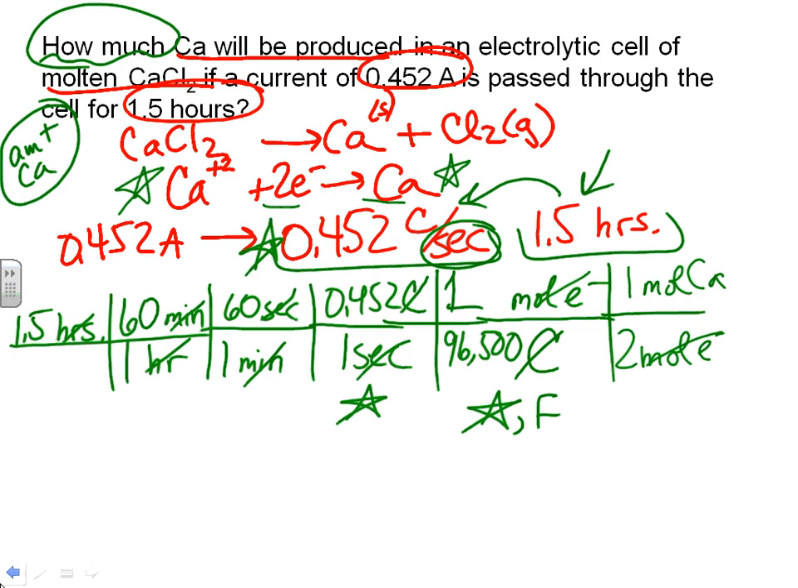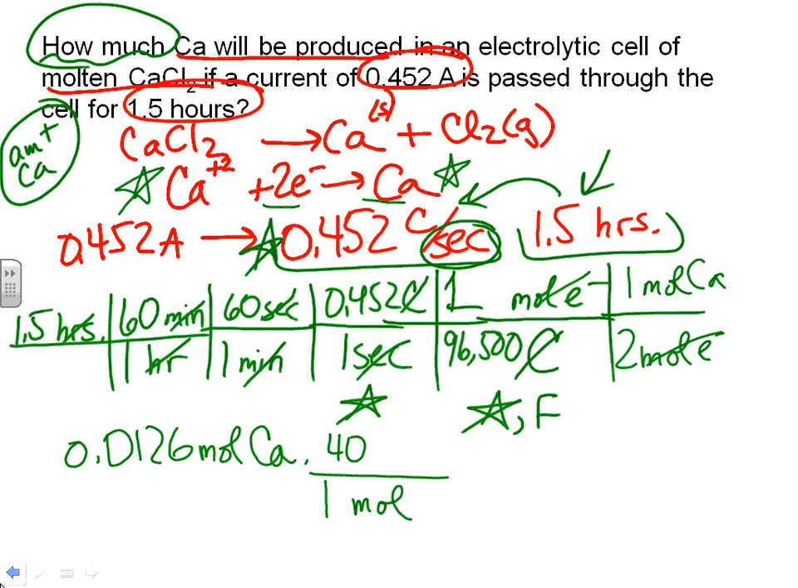And hopefully when you do this math, you get 0.0126 moles of calcium. Now, if you wanted to, you could very easily turn this into grams of calcium. All you'd need is the gram formula mass of Ca, straight from the periodic table: 1 mole, 40.1 grams. That gives 0.507 grams of calcium.